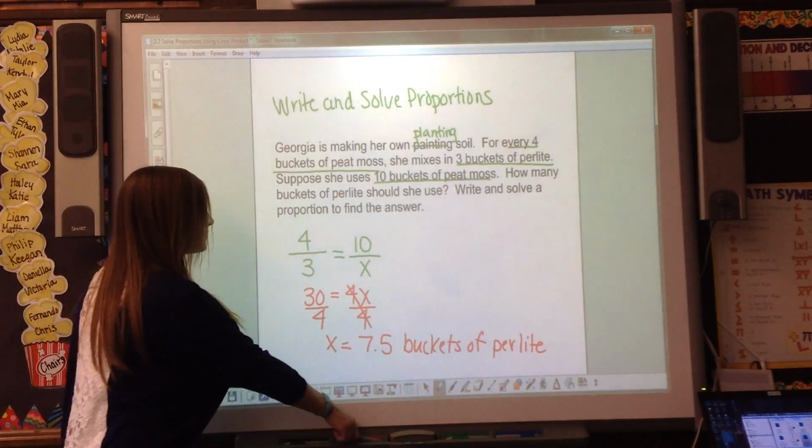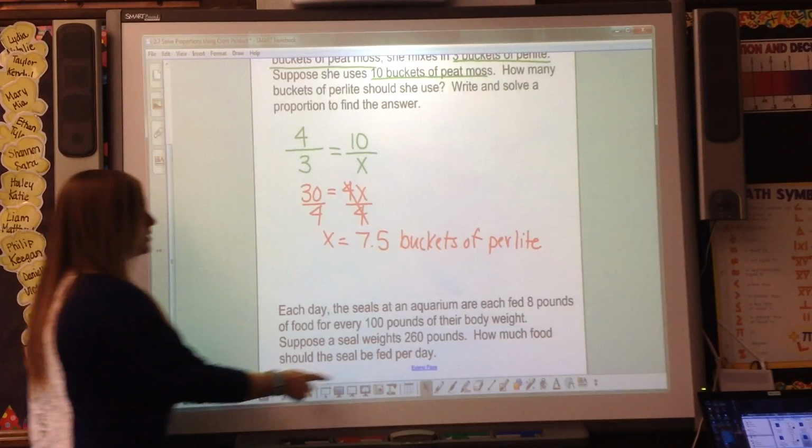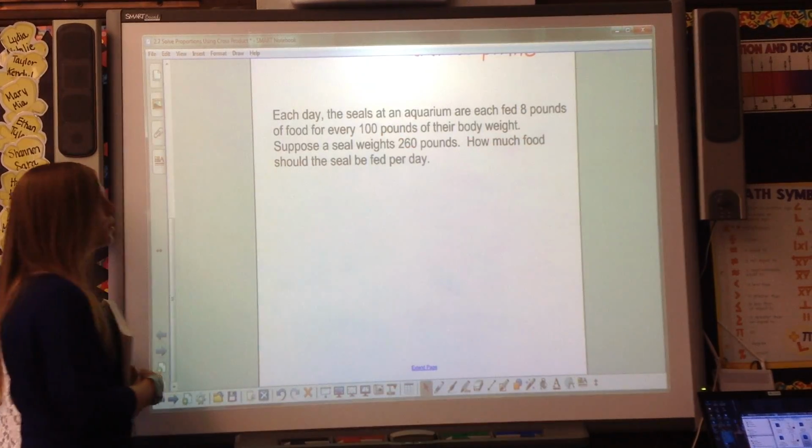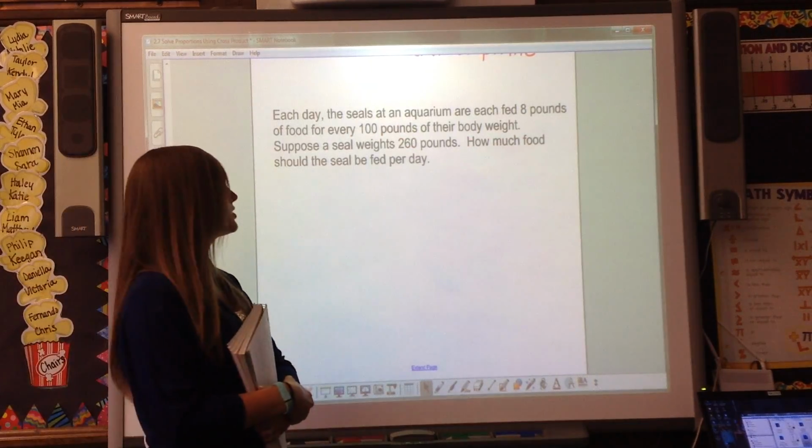Okay, now it's your turn. Again, you don't have to write this word problem in your notes. Maybe just jot down some of the information.